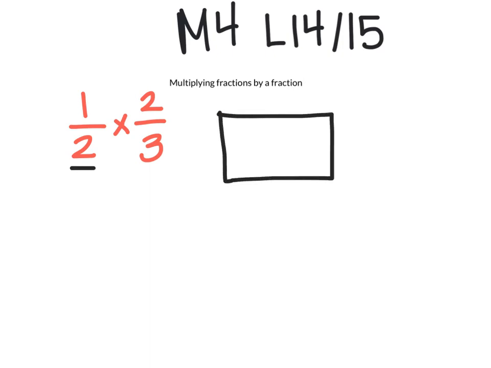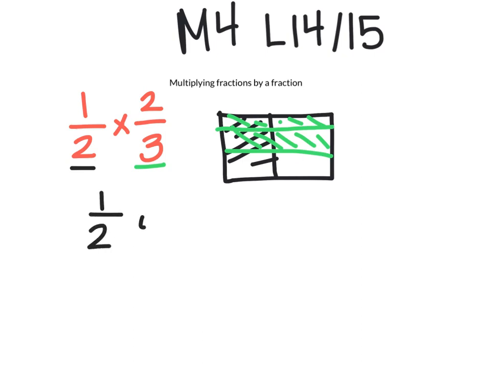So 1/2 looks like this. And then 2/3, we're going to divide it the other way, color in 2 out of 3. Then we have 1/2 by 2/3 in a model. But we can also say 1/2 of 2/3 and change it to unit form. Half number form, half unit form.